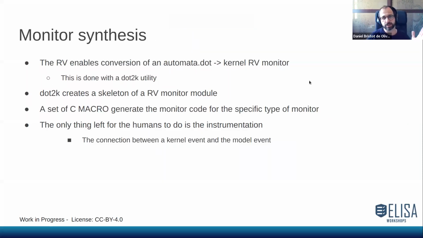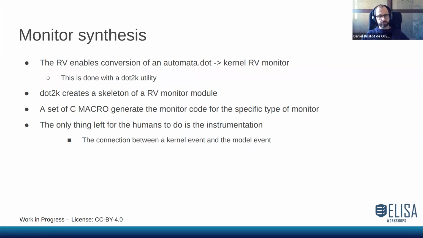So that was the part where I was using the subsystem. But let's say I am a developer and I would like to develop my own monitor for my own use case, right? How can we make this easier? The RV interface also adds a way for one to translate an automata from the .dot format, an open format, into a kernel monitor.